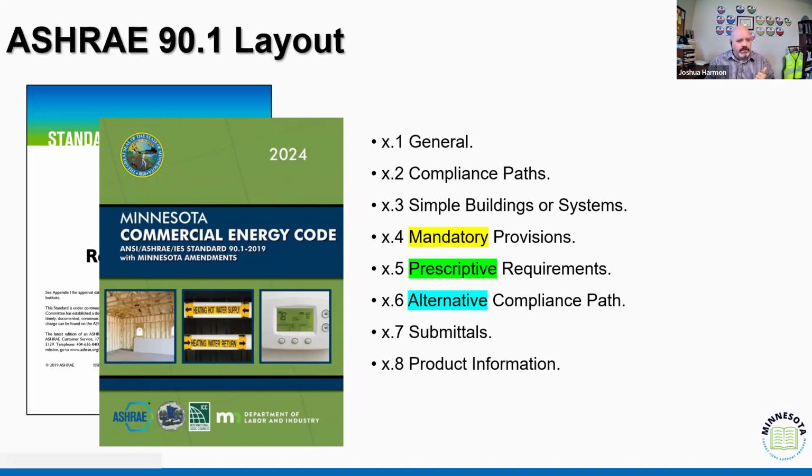3 is going to be simple buildings. 4 is going to be mandatory provisions. 5 is going to be our prescriptive requirements. 6 is going to be our alternative compliance path. That's going to be for things maybe where we talked about trade-offs between the elements of the building envelope with the lighting sections, or space-by-space method comparisons for power lighting allowances. 7 is going to be our submittals, and 8 is going to be our product information.